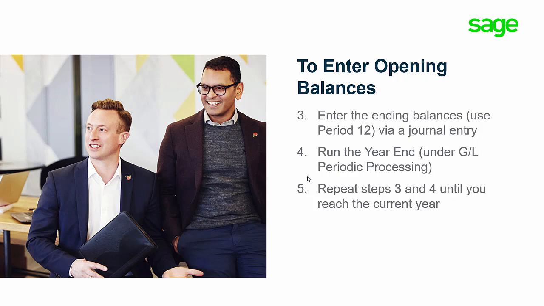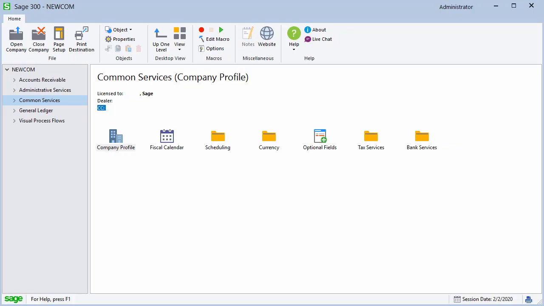You'll then repeat steps 3 and 4 until you reach the current year. During this process, don't forget to enter the journal entries into period 12. Next, let's see how to establish the beginning balances in the general ledger.